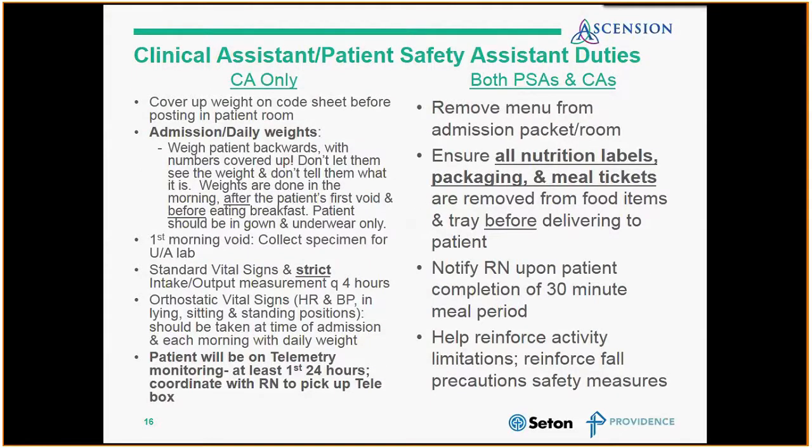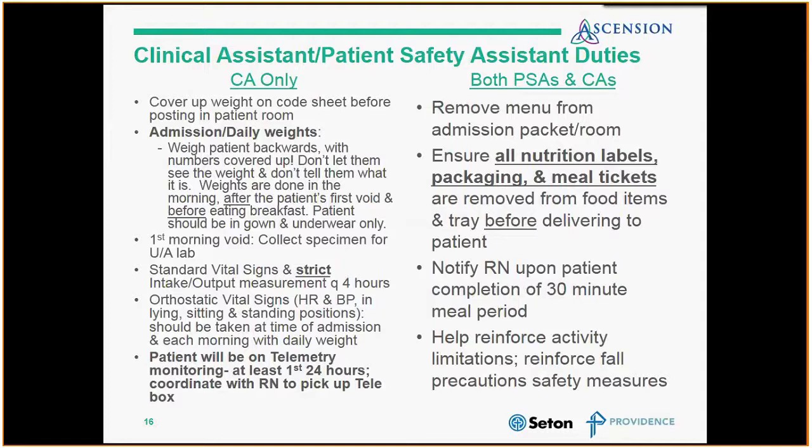For CAs, when you're weighing a patient, you want to make sure to cover up the weight on the code sheet before posting in the room. And when you're doing your admission and daily weights, you want to weigh the patient backwards with numbers covered up. Don't let them see what the weight is, and don't tell them what it is. Weights are done in the morning after the patient's first void and before eating breakfast. The patient should be in a gown and underwear only. Also, with that first morning void, you need to collect a urine specimen.